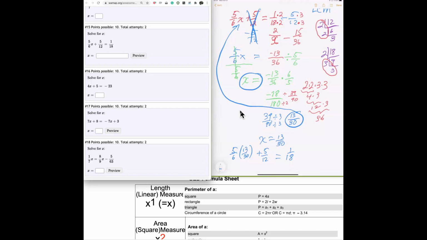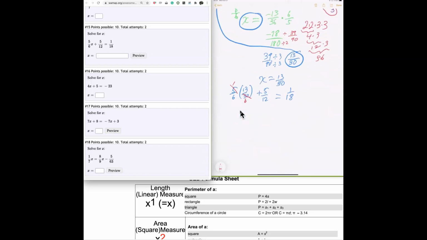So, when you multiply fractions together, it's kind of cool because you can pre-reduce, or "preduce," as I like to say. Take out a 5, so 5 divided by 5 is 1, and 30 divided by 5 is 6. And now these numbers are a lot easier to multiply together. So we have 1 times 13, that's 13. Let me get some more paper. 13. And 6 times 6 is 36, plus 5 over 12, and that's supposed to be equal to 1/18.